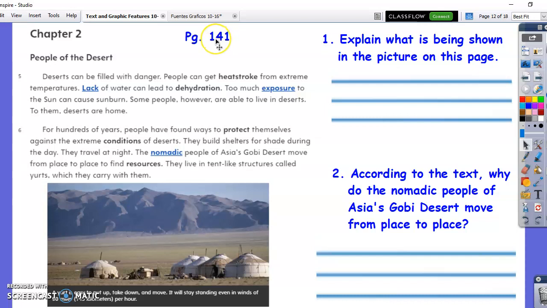So these are the questions that I'm allowing the students to actually answer on the Google form. I include the pages just so they can look at the information more easily in their books. Number 1, explain what is being shown in the picture on this page. Remember, it has to do with the text. So the answer just isn't in the caption, although this time it might be, but just remember that what they're looking at is what these people are living in. And number 2, according to the text, why do the nomadic people of Asia's Gobi Desert move from place to place? Remember, answer it please in a complete sentence.